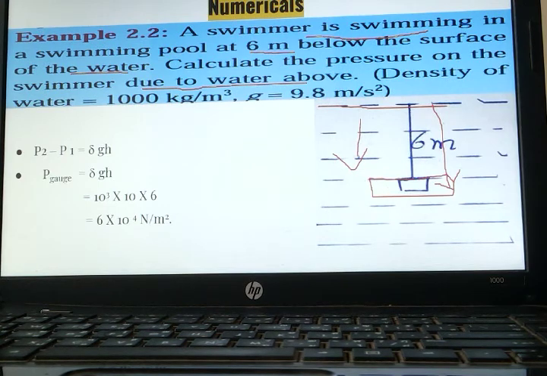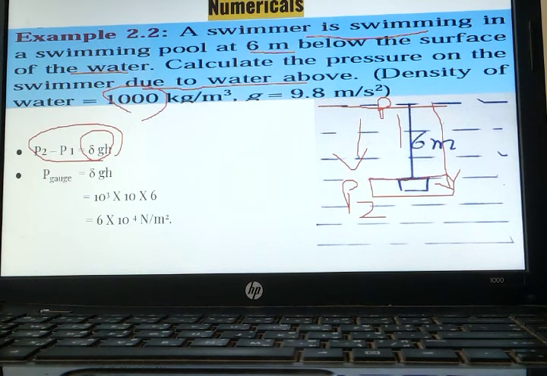For this, we will use the formula for a liquid column, that is P2 minus P1 is equal to delta g h, where P2 is the pressure at this point and P1 is the pressure at this point. P2 minus P1 is equal to rho g h or delta g h. But this delta g h is denoted as gauge pressure. We have already derived this in the last period. So the gauge pressure is delta g h, where delta is the density of the liquid, that is water.